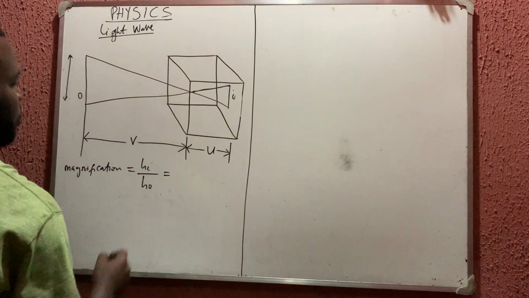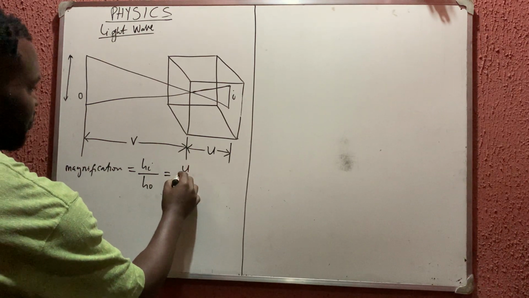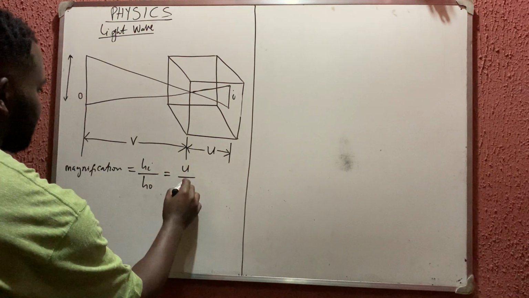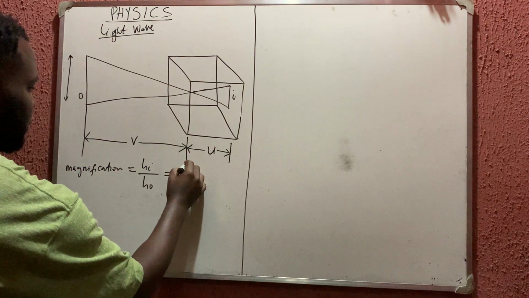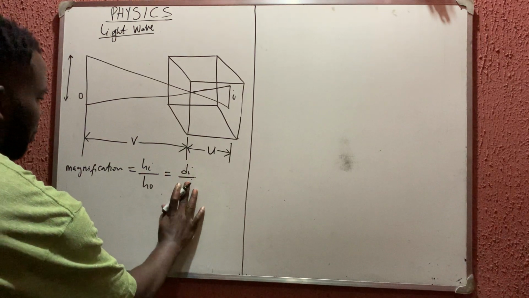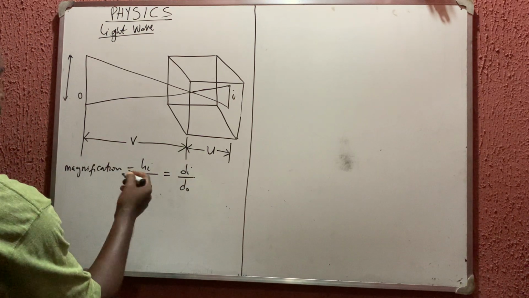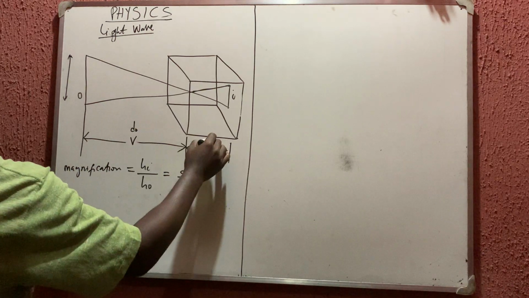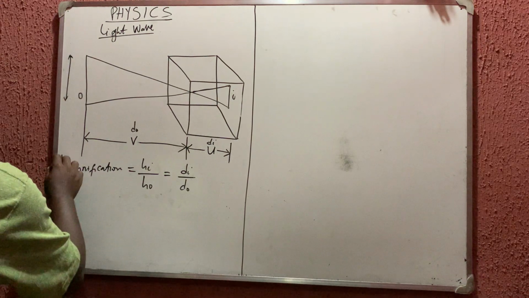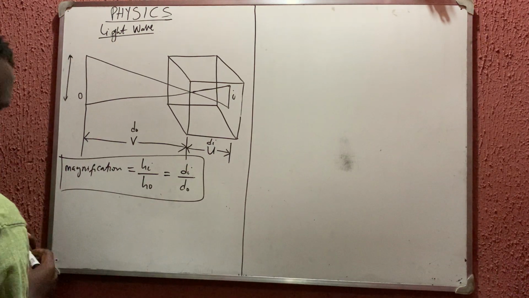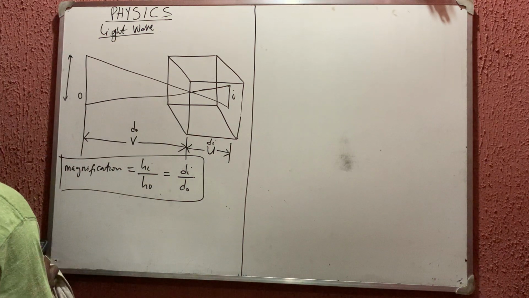Or you will say the ratio of what? The image distance over the object distance. Okay? Or if you don't want to use U and V, you can call it the image distance and the object distance. Object distance, and then this is the image distance. So this formula is very, very important. So let us solve some calculations to illustrate what we have for more understanding.